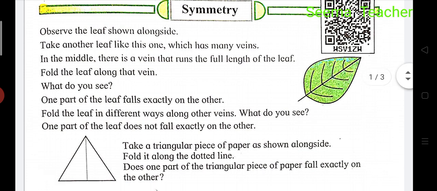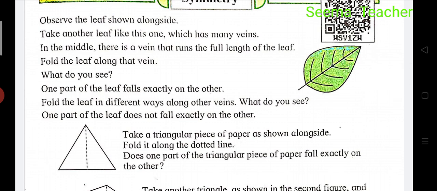Now look here. Take a piece of paper, draw a triangle and cut it. Take a triangular piece of paper as shown along the side. Fold it along the dotted line. You have to draw the triangle on one page and draw the dotted line in the middle. Does one part of the triangular piece of paper fall exactly on the other?